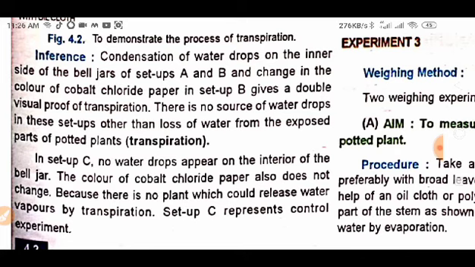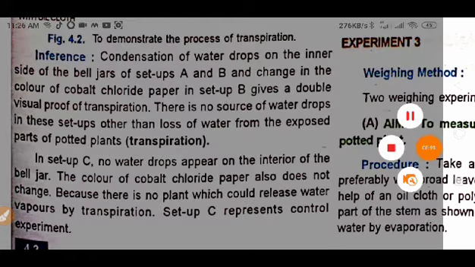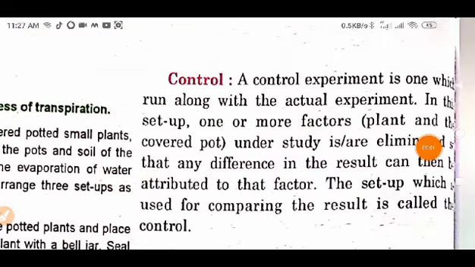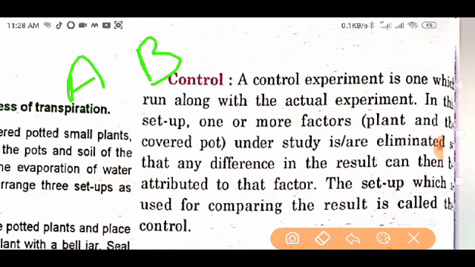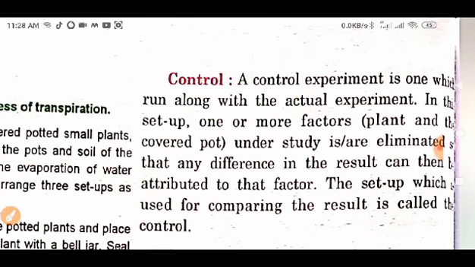Okay, so now you can understand the process of transpiration. There is something to know about the control experiment. The setup which is used for comparing the result is called the control. It runs along with the actual experiment, but in this setup one or more factors under study are eliminated. Whatever you do in the A and B potted plants, you do not do in C, so that's why it is called the control experiment.